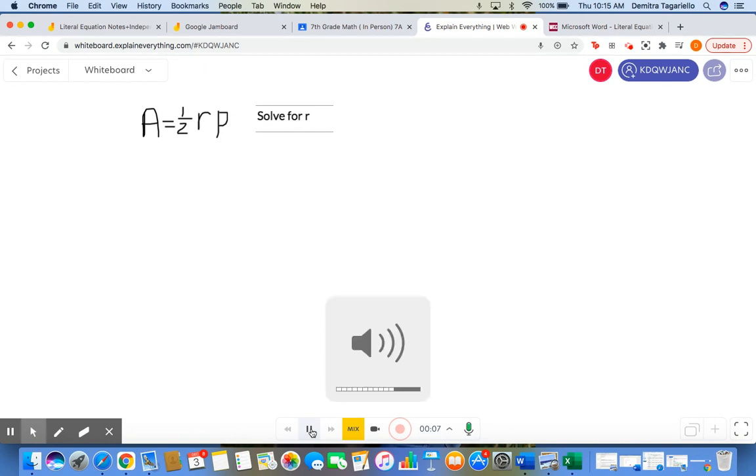So remember, a literal equation is an equation that sometimes represents specific measurements, especially in math and science, which are real life examples. Now, it doesn't necessarily have to be a specific measurement because we could still solve literal equations using random variables and sometimes also numbers.